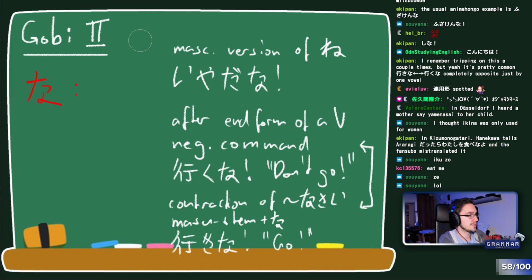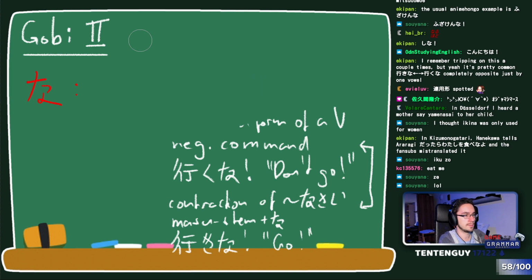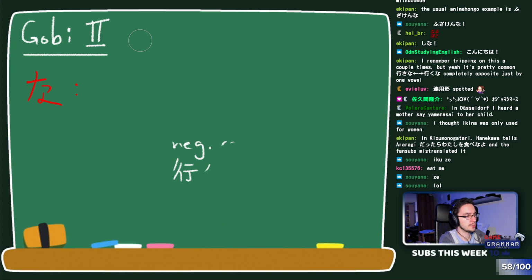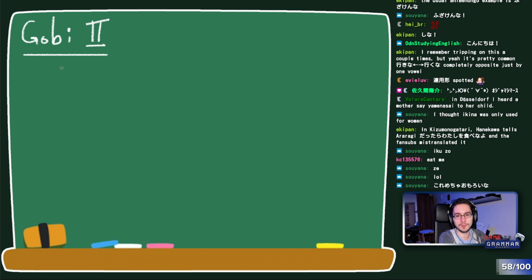So, let's talk about using to as a final particle. This one's kind of an interesting one as well. Most of these are casual language. Not exclusively. Some of these can be used in polite language as well. これめっちゃ面白いな。あんがとな。So let's see what we can do with to as a final particle.